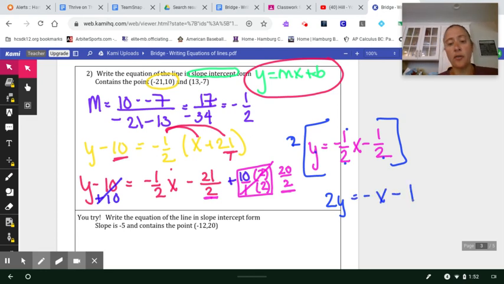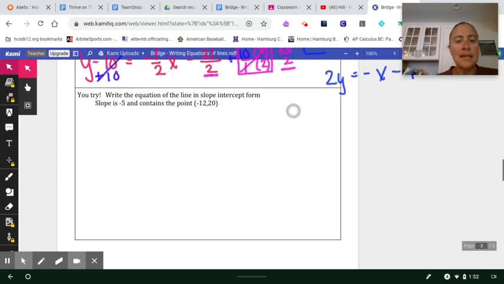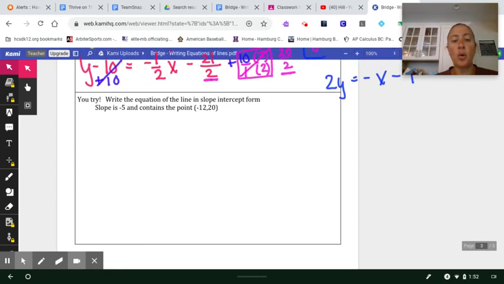So I've got it in all the forms. I've got it in my point slope form that I started with, my slope intercept form, and then standard form just for fun. All right, so I'll give you another you try problem. Take a moment, start in point slope form, convert it to slope intercept form, and then just for fun, put it into your standard form. So like I said, pause it, try it, and then we'll compare all of our work.